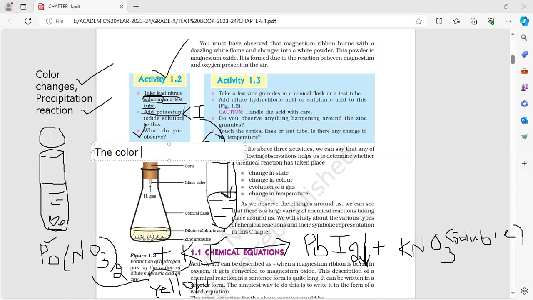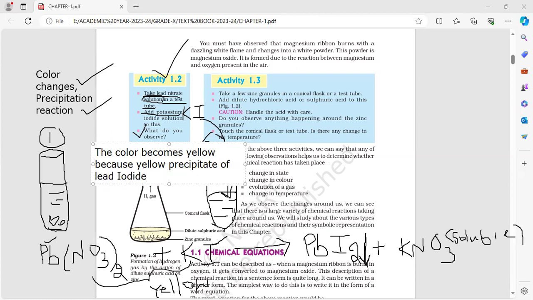The color becomes yellow. Why does it become yellow? Because a yellow precipitate of lead iodide is deposited on the bottom of the test tube. This is the answer for your observation.